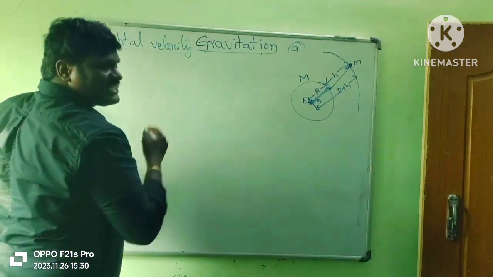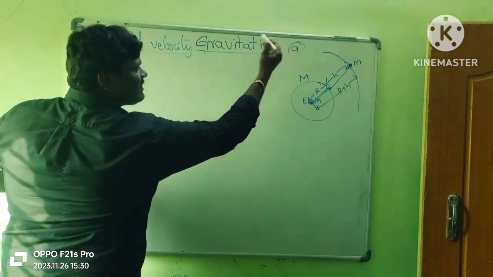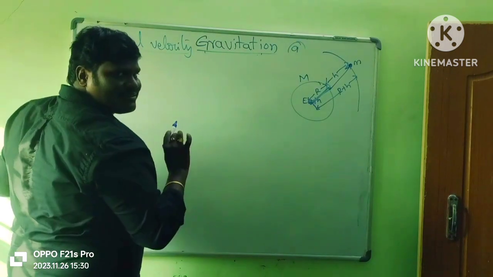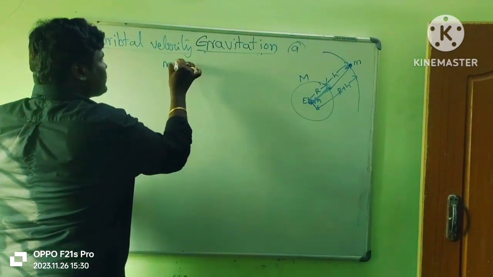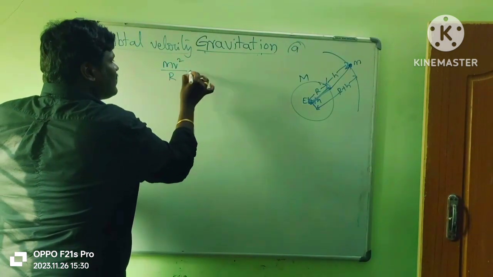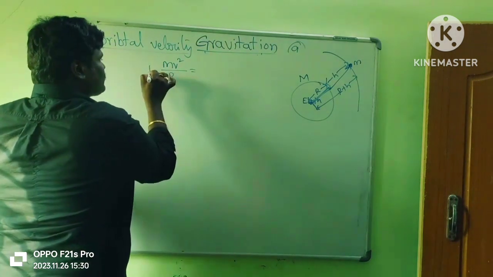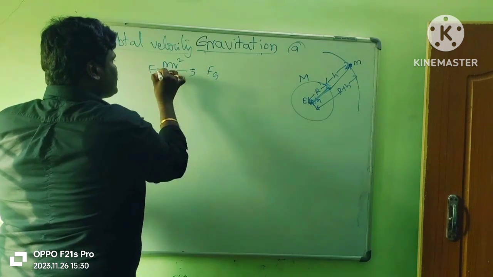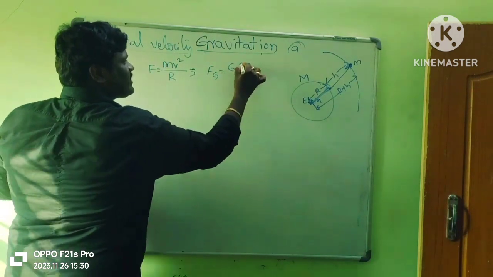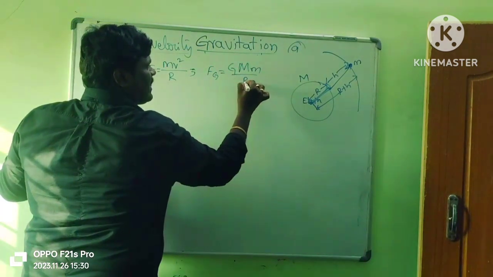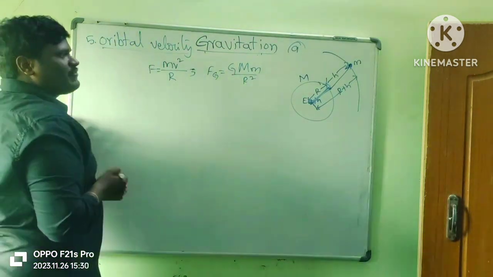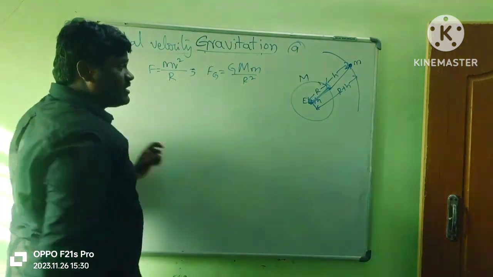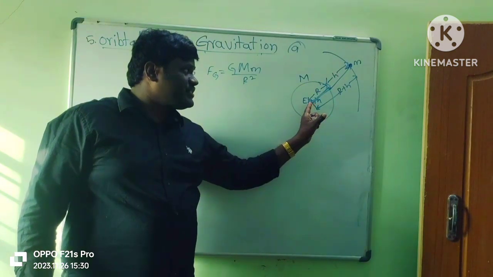Now how can we find that orbital velocity? We know that when the object is in circular motion, it has the centripetal force mv square by r, which is equal to the gravitational force. This is the centripetal force, and here the gravitational force Fg is equal to capital G, capital M, small m by r square. Now this object is at which distance?